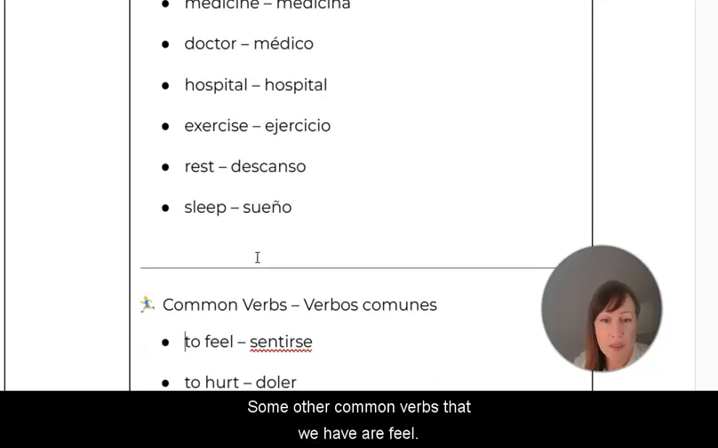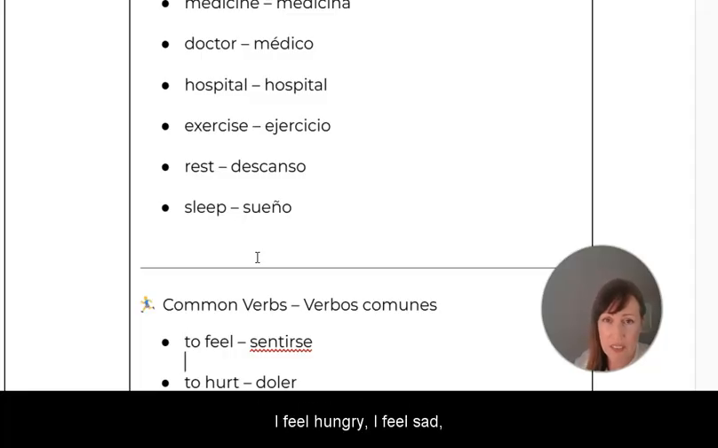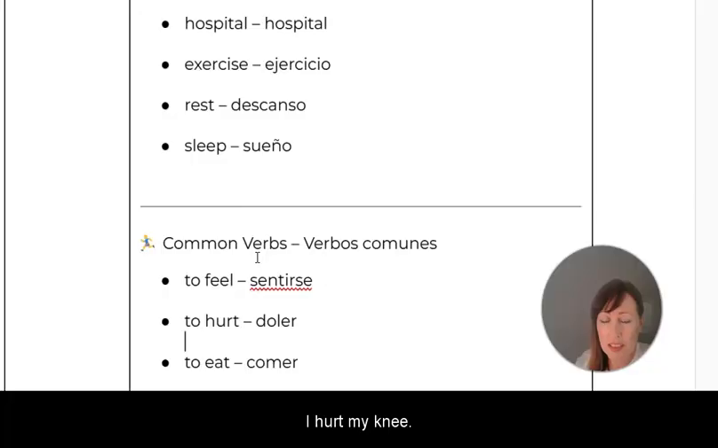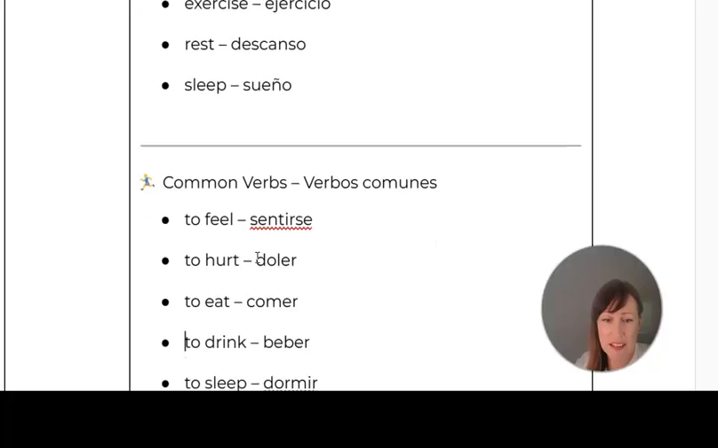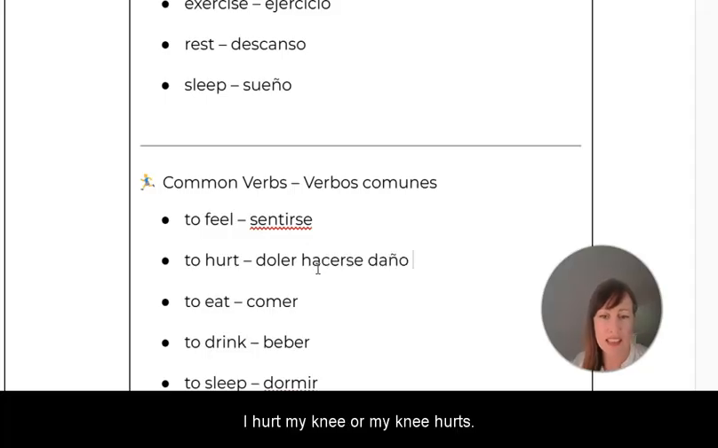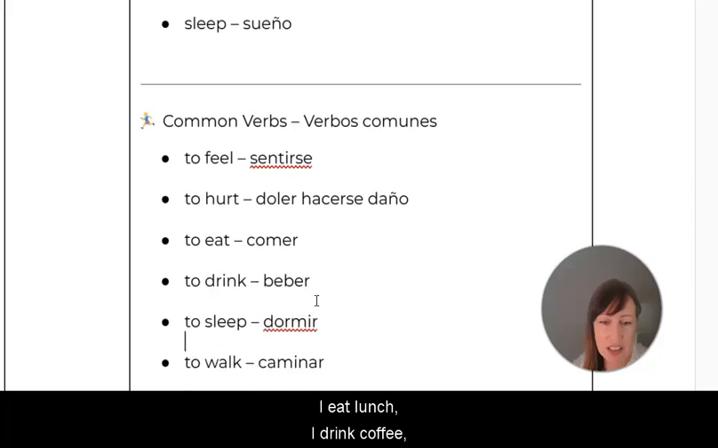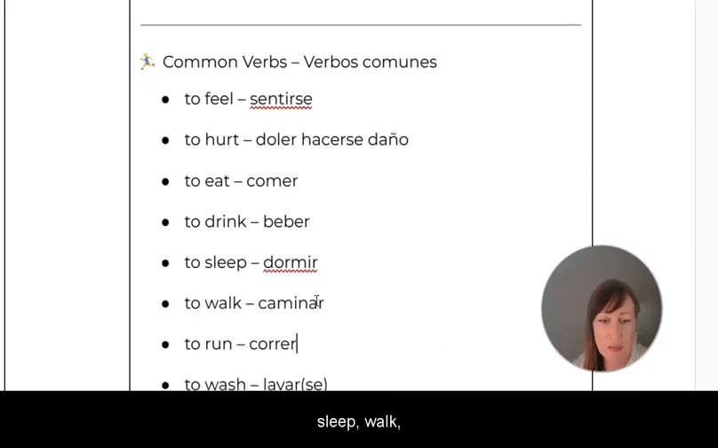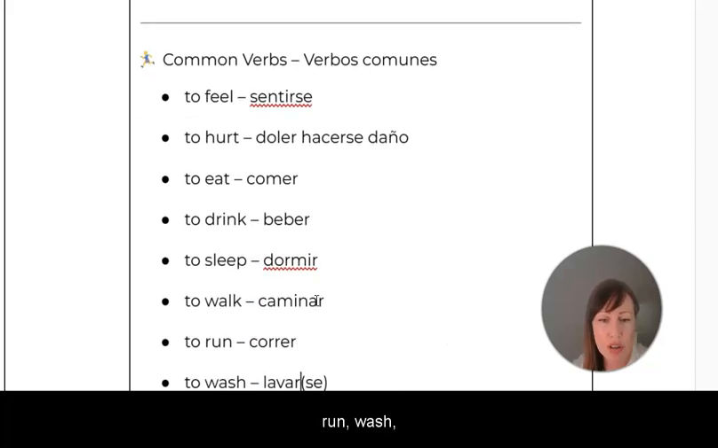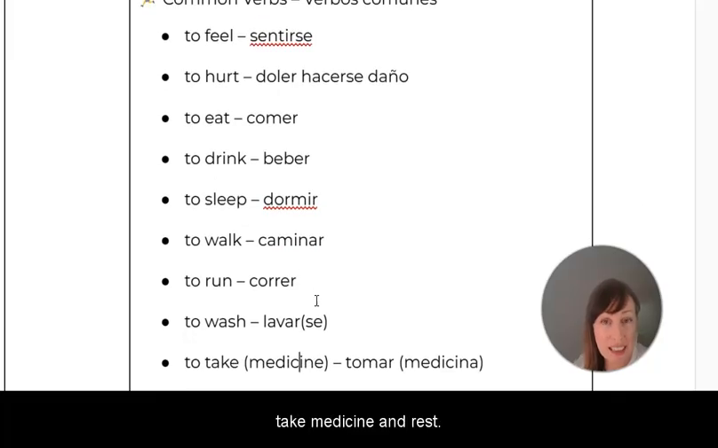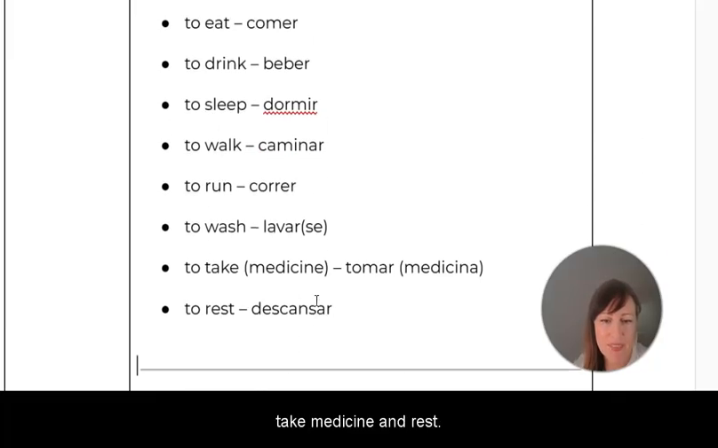Some other common verbs that we have are feel. I feel hungry. I feel sad. I hurt my knee. I hurt my knee or my knee hurts. I eat lunch. I drink coffee. Sleep, walk, run, wash, take medicine, and rest.